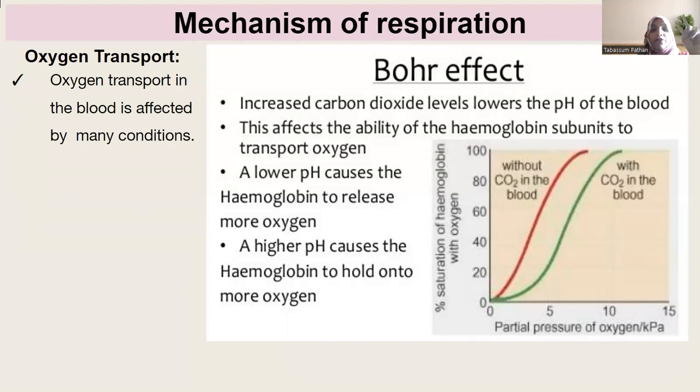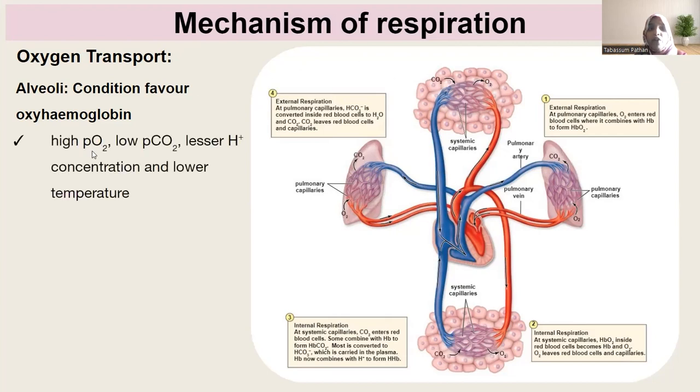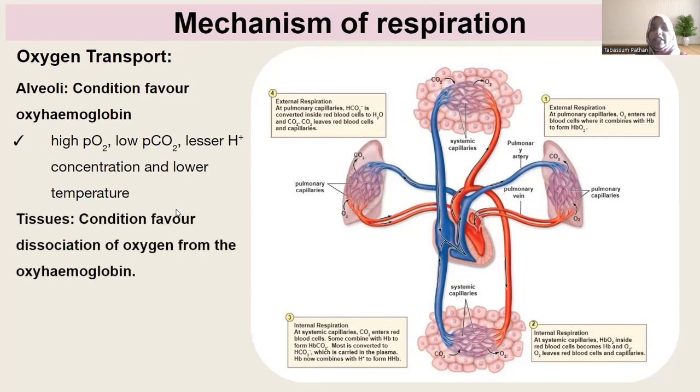Moving to the few factors, just summarizing it. Oxygen transport is favored when, in the alveoli, the conditions favor oxyhemoglobin. In the alveoli, hemoglobin will be more in which form? Oxyhemoglobin, because there oxygen is more, pH is high, carbon dioxide is less. So: high partial pressure of oxygen, low partial pressure of carbon dioxide, lesser H plus concentration, meaning high pH, and lower temperature. This will favor oxyhemoglobin formation.